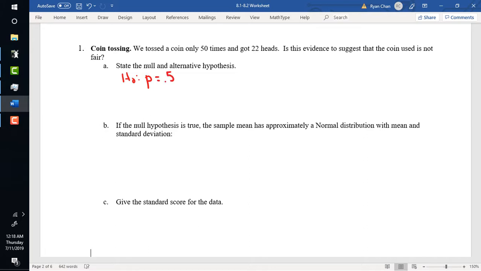And then notice it says that the coin used is not fair. That's a big giveaway. And so my alternate will be not equal to. Some of you guys are like, why can't I use less than or greater than? If it was less than or greater than, they would say something like fewer than 50% or greater than 50%, and that would change my symbol.